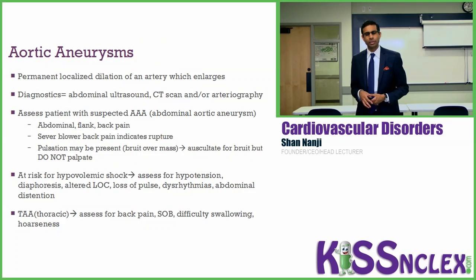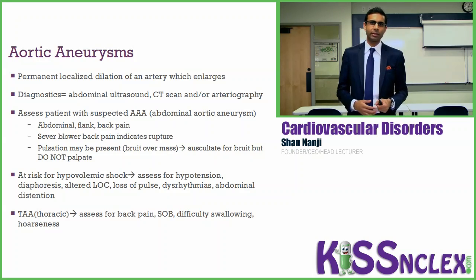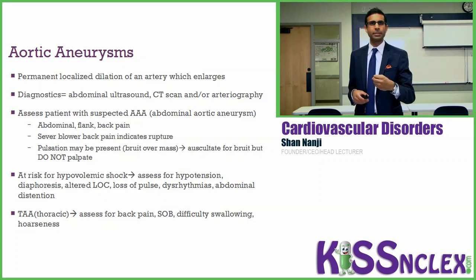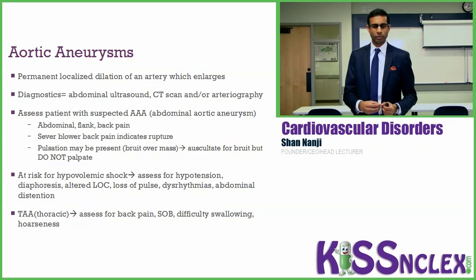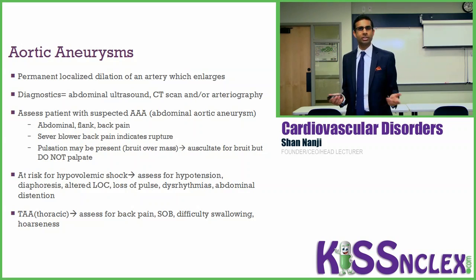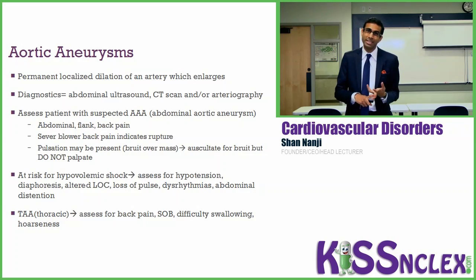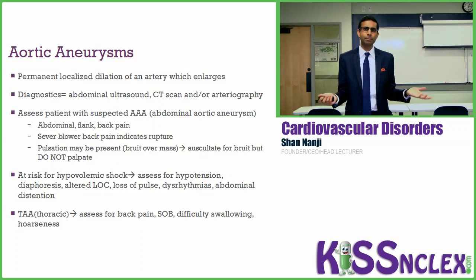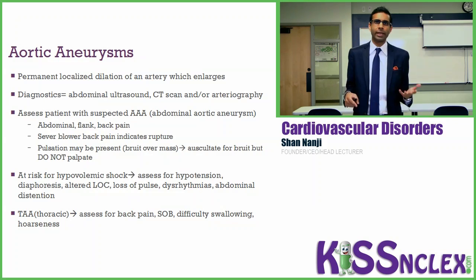Let's talk about aortic aneurysms. This is a serious condition, and we're talking about the aorta as it runs down in the abdominal area, okay? An aneurysm is a permanent but localized dilation of an artery. So the artery just enlarges and it stays dilated. How can you see if the artery is dilated? Well, you're going to do an abdominal ultrasound to see it, maybe a CT scan, or sometimes they'll even do an arteriography, okay?